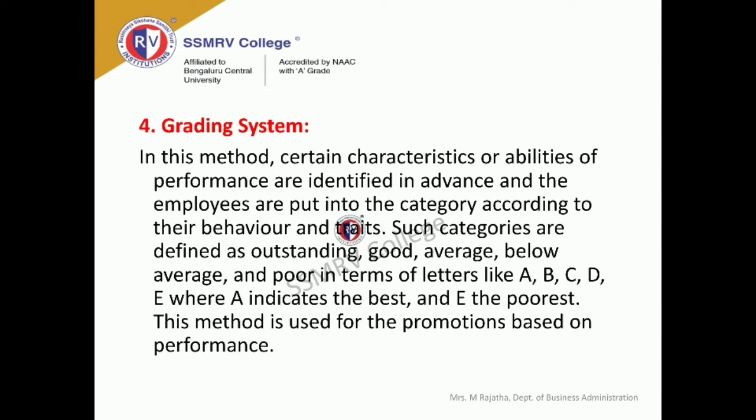Fourth one, grading system. In this method, certain characteristics or abilities of the performance are identified in advance and the employees are put into categories according to their behavior and traits. Such categories are defined as outstanding, good, average, below average and poor, in terms of letters like A, B, C, D, E, where A indicates the best and E the poorest. This method is used for promotion based on performance.